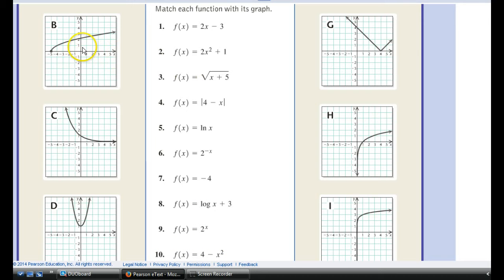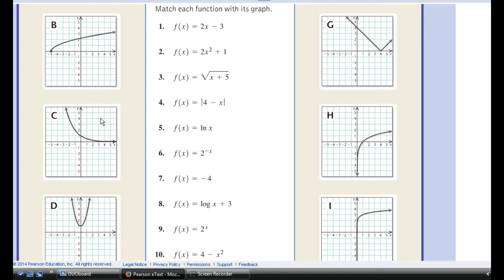All right, while we're here at B, let's look at B here. Well, this is a square root of something, whereas we look at the graph, it's actually shifted here or translated to a -5. Now we said if that was under the radical sign, it would be a +5. Look at it over here. There it is right there. +5 square root. So number 3 is B.